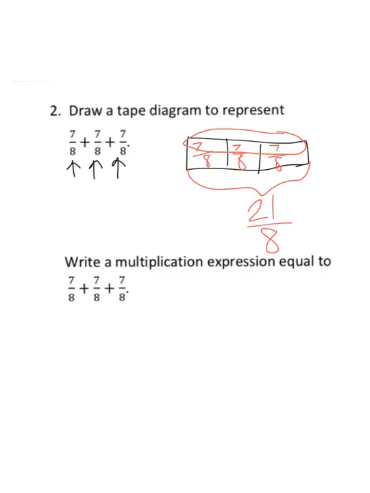All right, for the next part, write a multiplication expression equal to 7/8 plus 7/8 plus 7/8. So when we're writing a multiplication expression, we're writing a little multiplication problem, right? So how many times do we have 7/8? We have it 1, 2, 3 times. So 3 times 7/8. We have 3 groups of 7/8, just like we have 3 groups of 7/8 in the repeated addition problem.